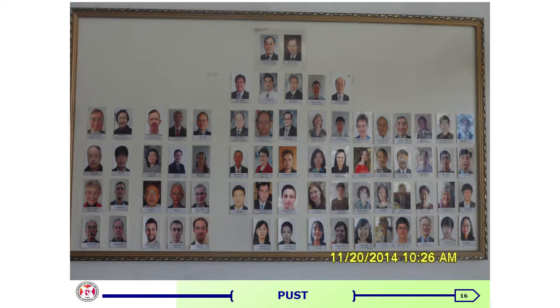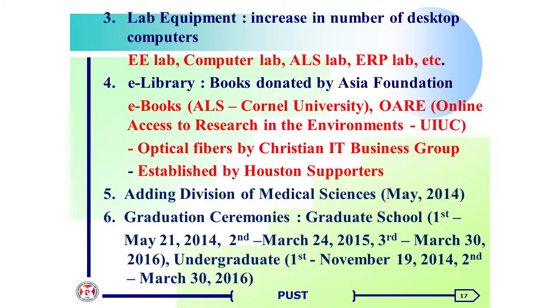These are faculty members. This is a picture in 2014. Lab equipment, mostly we buy from China. E-library, we have about 4 million e-books, and they are supported by Cornell University and UIUC, University of Illinois, Urbana-Champaign, and through the United Nations. And the campus is all connected with optical fibers.